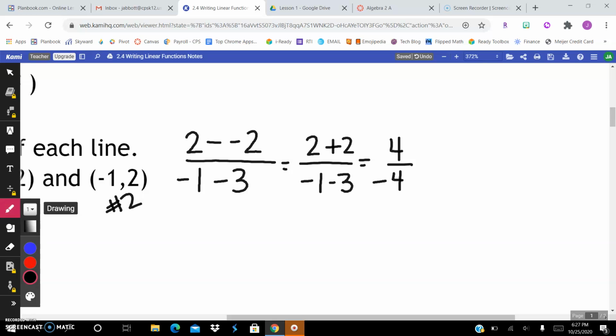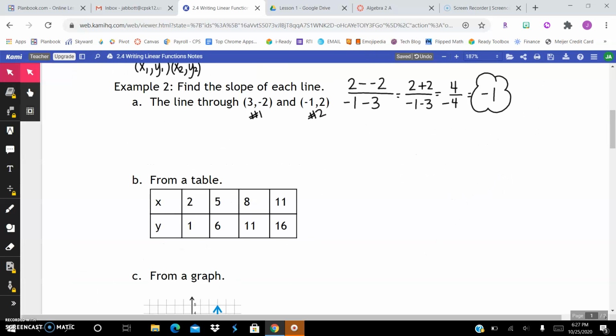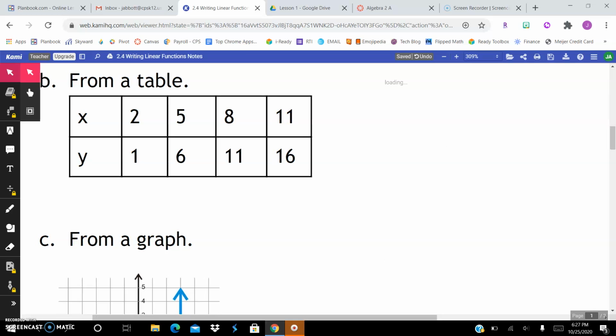4 over -4 would simplify down to -1. So the slope of the line that passes through those 2 points is -1. Then they're going to give you a table, and you have to find the slope of the line of these 4 points.